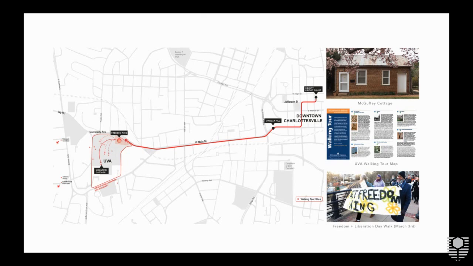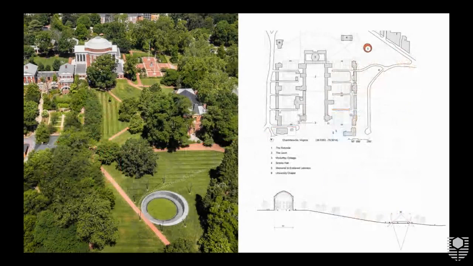Its circular lawn was designed to be a gathering space for events such as the yearly Freedom and Liberation Day March on March 3rd, which remembers the day that Union troops liberated the 14,000 enslaved persons, like Isabella Gibbons' family, in Albemarle County, and that was in 1865. So we started the memorial in dialogue with Jefferson's Rotunda.